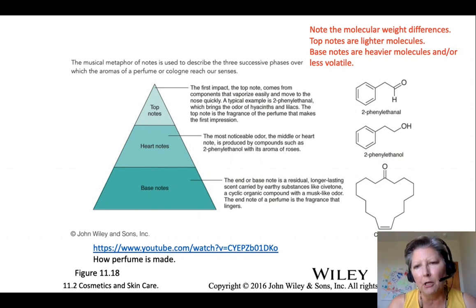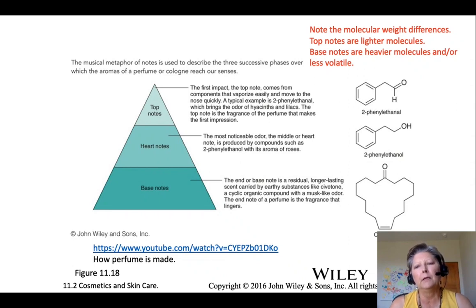And the difference in these molecules is related to the volatility. So you see this top note, this 2-phenyl ethanol, is not a very large molecule, and so it would volatilize pretty readily, and has, I think, a floral scent, they say hyacinths and lilacs, which sounds nice. The next one, a heart note, I love the smell of roses, is 2-phenyl ethanol. Now those molecules don't look very different. They're actually not very different in molecular weight.